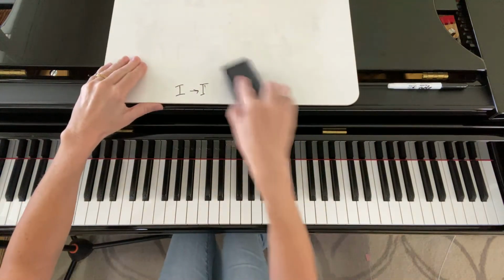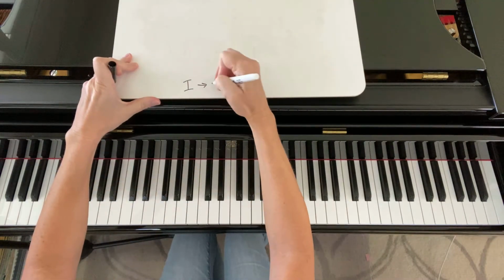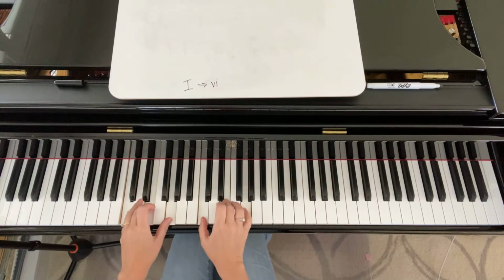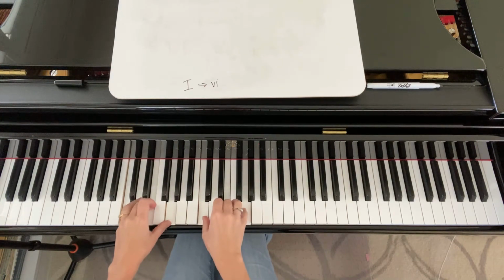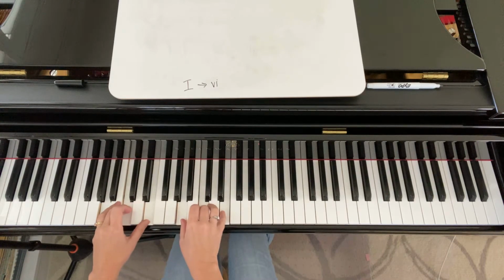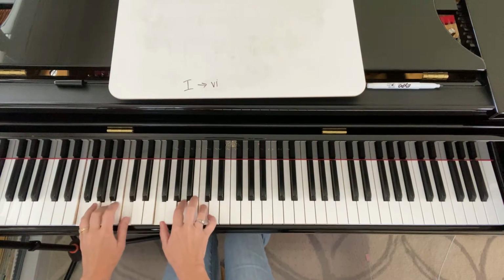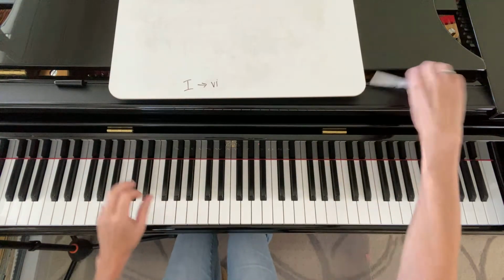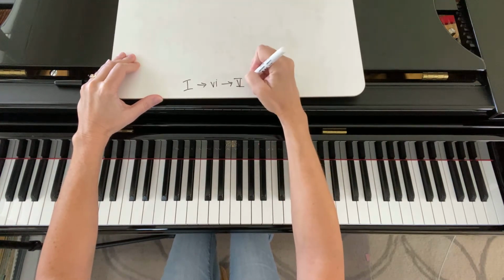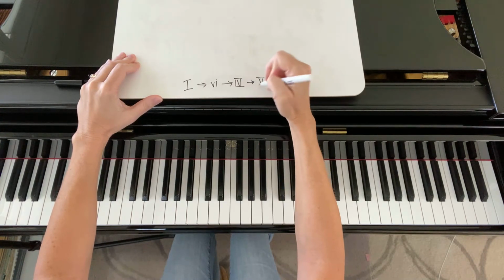Now, another chord that has a lot in common with the tonic is the 6th chord. So the tonic is C, E, G, if you're in the key of C. The submedian is A minor, which is A, C, E. So this is another common chord progression you'll hear, going from 1 to 6 to 4 to 5.